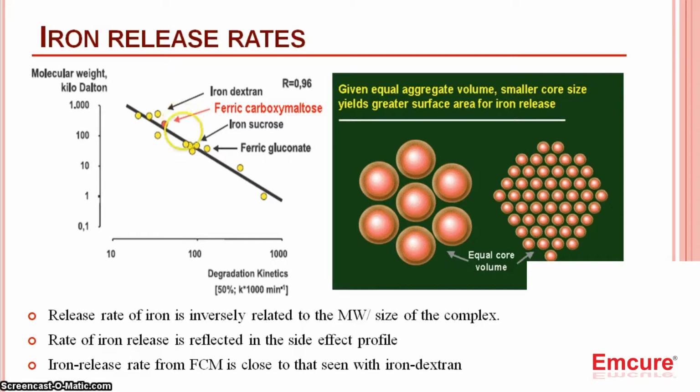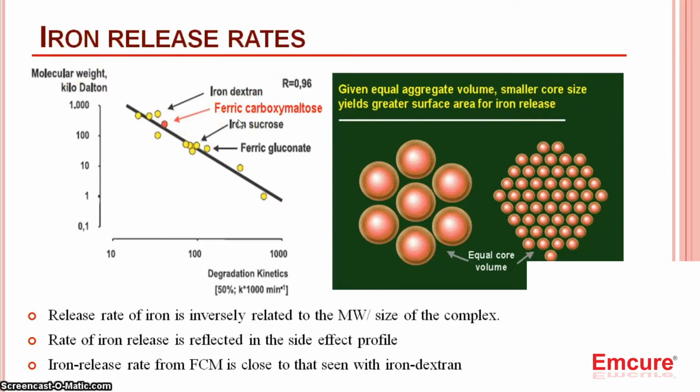Then the rate of iron release is reflected in its side effect profile. So ferric carboxymaltose, again, because of less release of iron, has a better side effect profile. That means there are fewer side effects when ferric carboxymaltose injection is administered to the patient. So the iron release rate from FCM is close to that seen with iron dextran. This should be a query in your mind: when iron dextran is better, then why not give iron dextran instead of ferric carboxymaltose? Well, we will talk about this in detail.